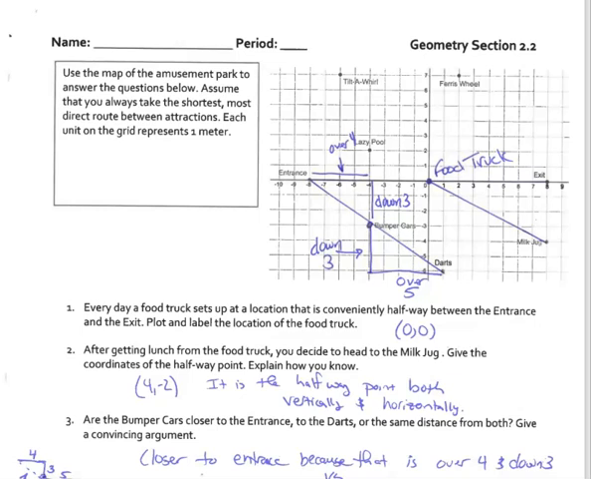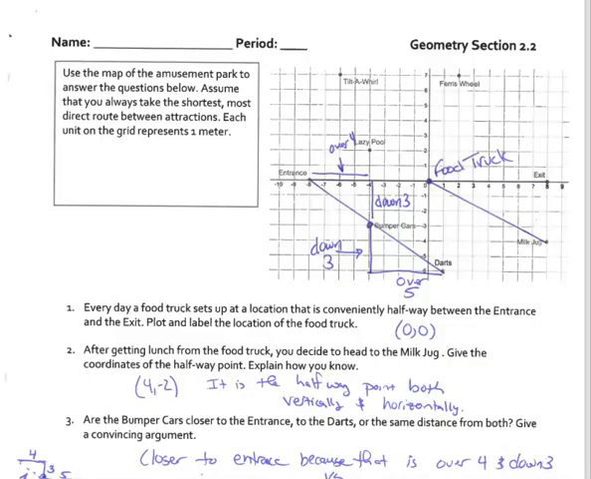All right, let's jump right in. This is section 2.2. The start thinking part gives a map of an amusement park and then asks various questions about your path or where you would be if you were halfway between two different places. So let's go ahead and go over what the students did in class.